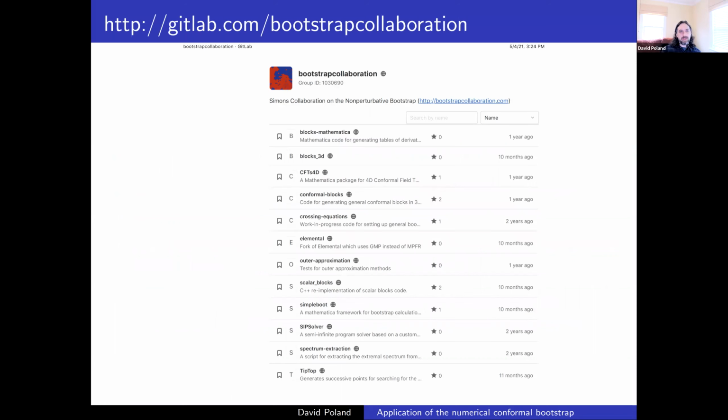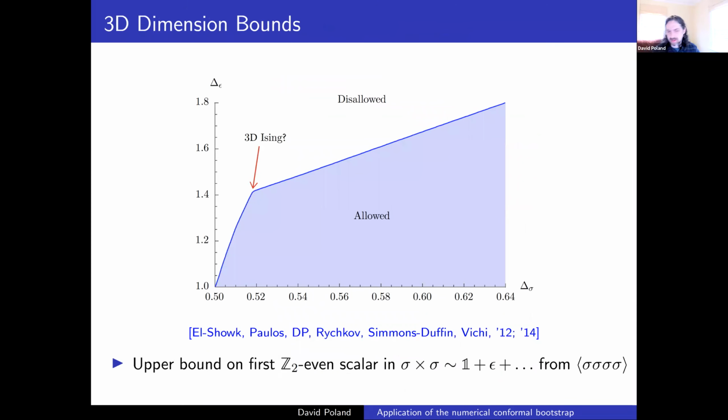Many of the software tools which go beyond the basic SDPB setup are being collected in a GitLab repository, the Bootstrap collaboration repository. And so if you go there, you can see a collection of software tools, some of which are still works in progress, but some of which are quite well developed. And I'll mention a few of these as I go through my talk. Okay, so let's look at some of the applications of the Bootstrap.